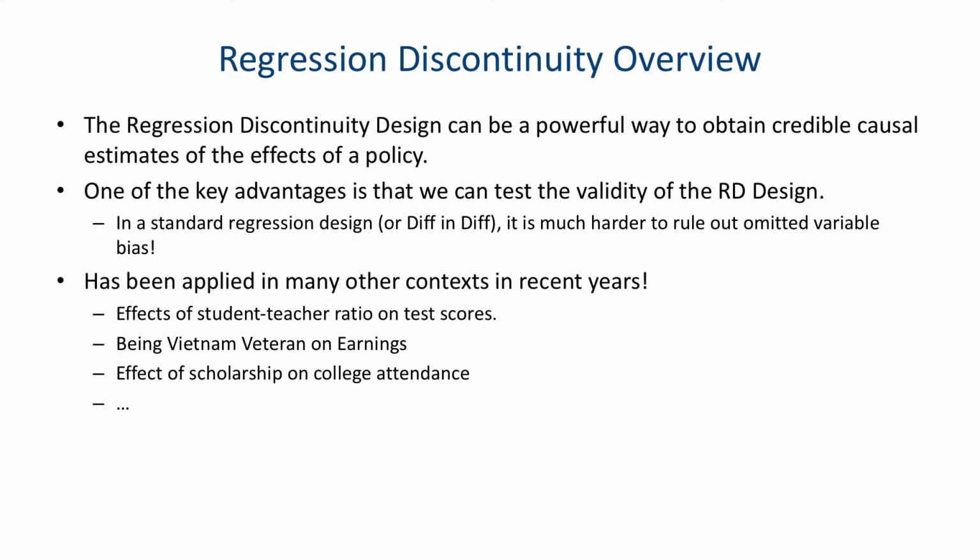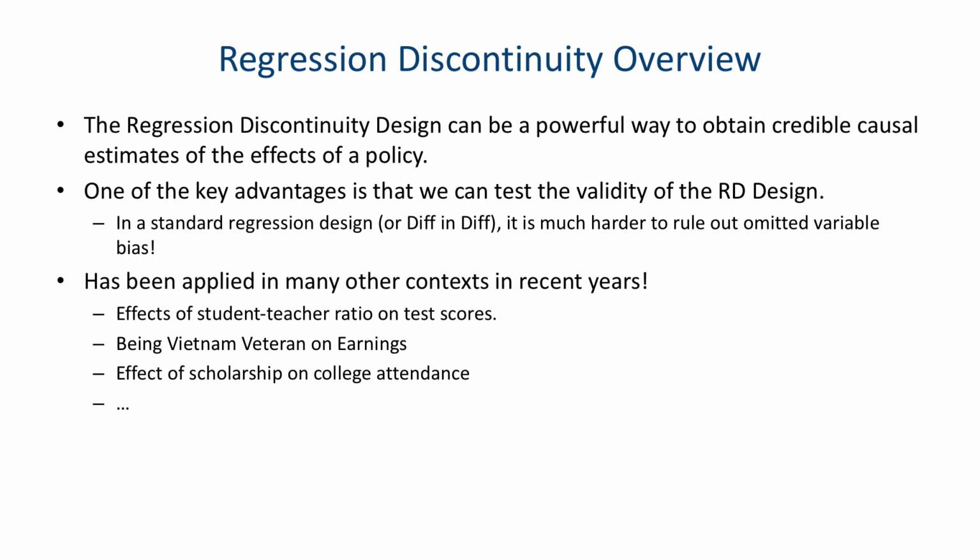The regression discontinuity design can be a powerful way to obtain credible causal estimates of the effects of a policy. The key advantage is that we can test the validity of the RD design. In a standard regression design, this is much harder to do, and it's very hard to rule out omitted variable bias.